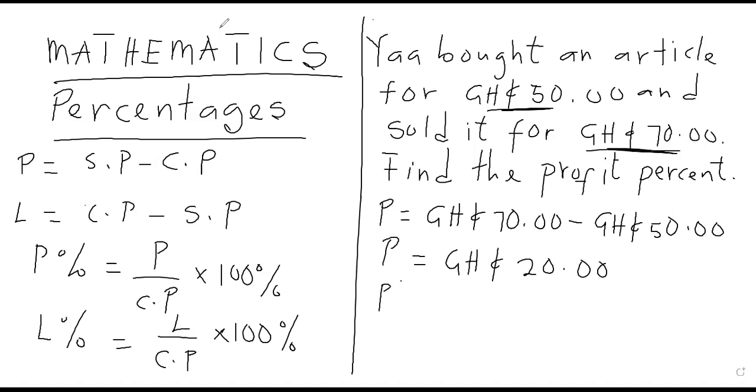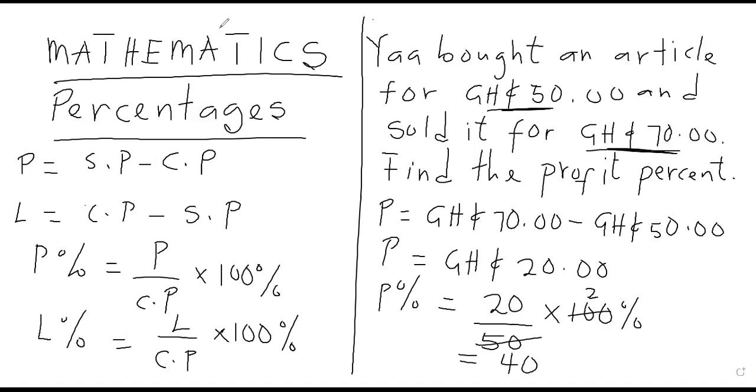So the profit percent should be the profit, that is 20 Ghana cedis, over the cost price, that is 50 Ghana cedis, times 100%. Then 50 times 2 will give us 100, and 20 times 2 gives us 40%. So the profit percent will be 40%. Good. So let me give you a few seconds for you to copy it.